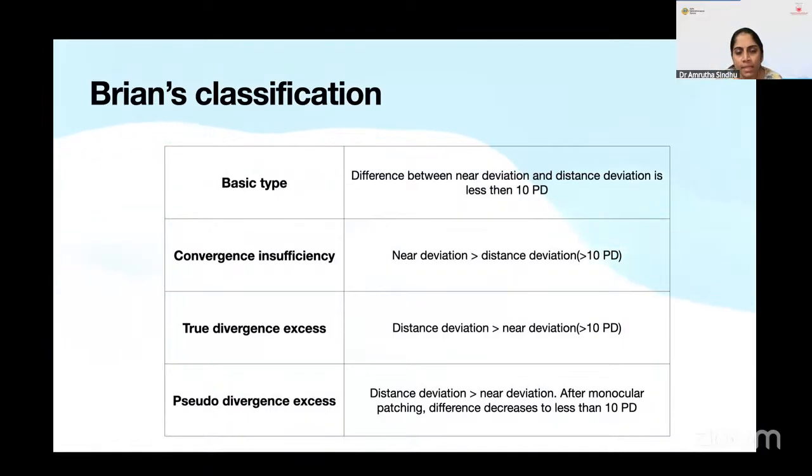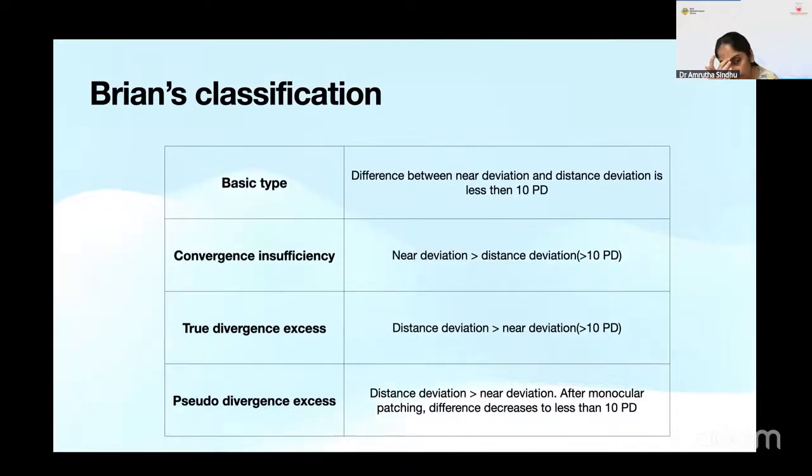It is called basic type of intermittent exotropia when the difference between the near deviation and the distance deviation is less than 10 prism diopter, which we commonly see. Commonly when you measure any deviations for that matter, a difference of 5 to 10 prism is common. So in that case, we call it as basic type. So basically we can say near and distance are almost equal. We call it as convergence insufficiency type when the near deviation is more than distance deviation. That is more than 10 prism diopters of difference between near and distance. Near being more is called as convergence insufficiency type.